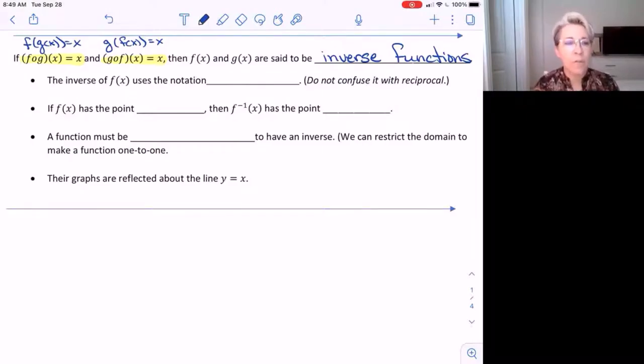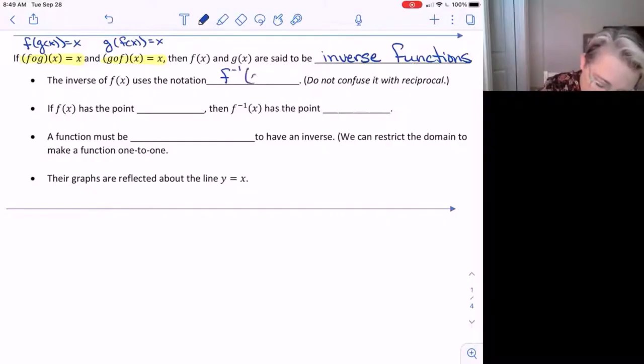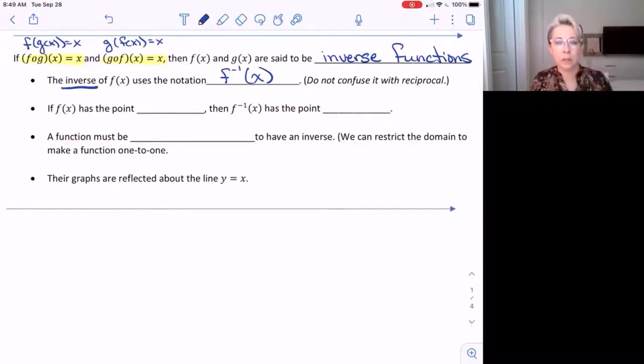The notation for an inverse function is f with a -1, looks like an exponent up here, superscript, of x. Do not confuse it with reciprocal, okay? So you have to look at the context. If that -1 in the exponent position is within a function notation, then it is in fact an inverse function of the parent function of f of x. You do not flip it.